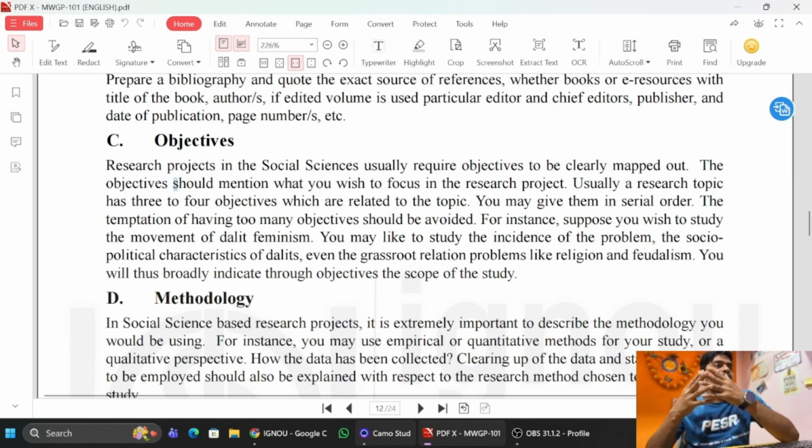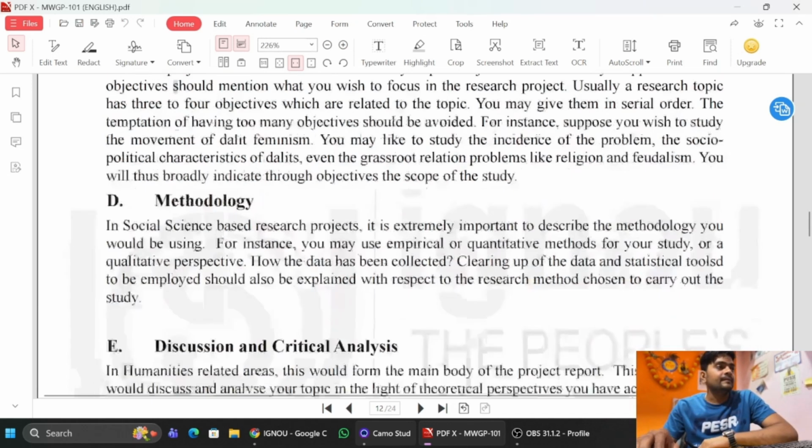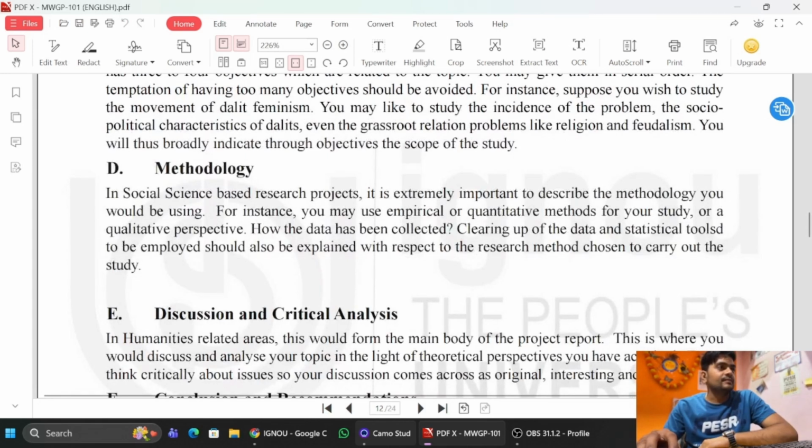Usually, a research topic has 3 to 4 objectives which are related to the topic. Always write 3 to 4 objectives which are directly related to your research topic. Always remember it. Then you have to mention the research methodology. I already told you what things you have to include in your research methodology.